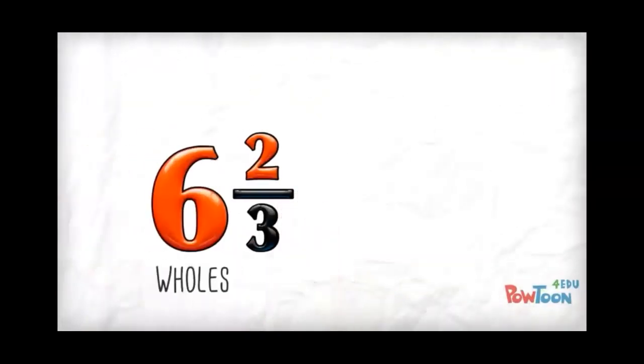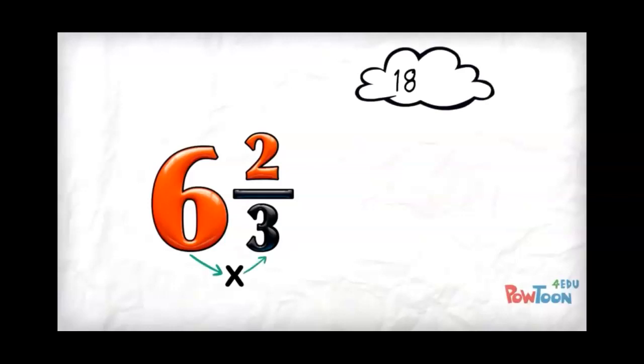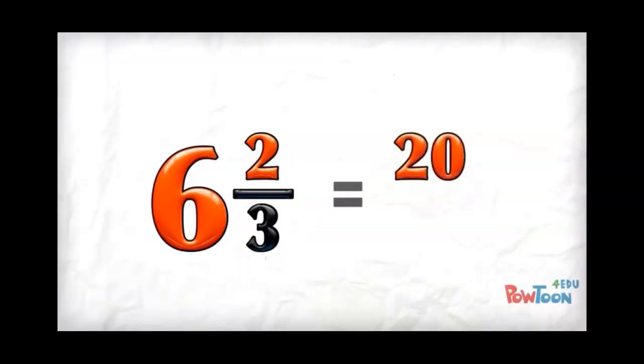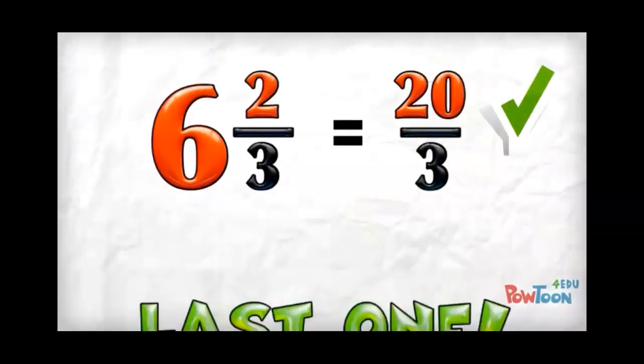6⅔. 6 wholes. Each whole is worth 3 parts. So 6 times 3 is 18. Add the remaining 2, that's 20 parts. Put that back over the denominator of 3. Done. Last one.